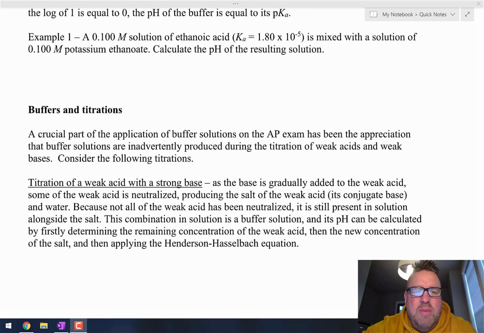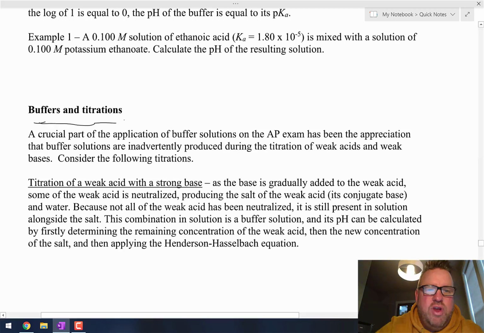Now, today we're going to talk about buffers and how they relate to titrations. Before we do that, though, because this example is going to come up in the next section about buffers and titrations, let's go ahead and do example 1 together.